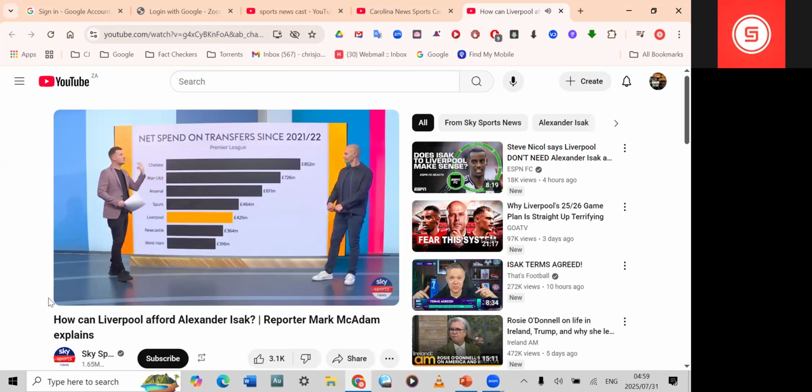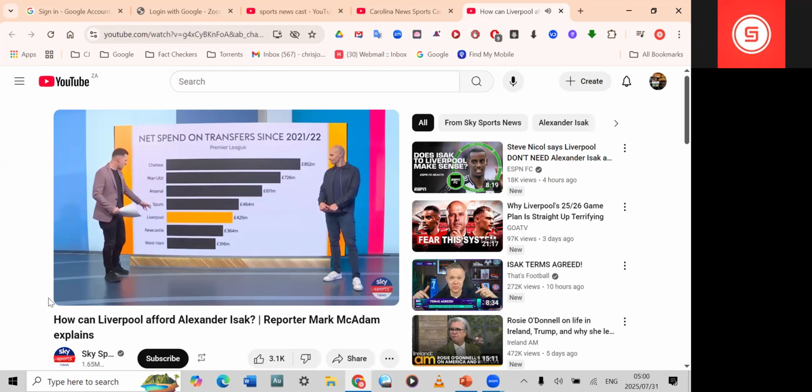But they're, again, a side that generate a lot of commercial income. They have a higher turnover than Newcastle, for example, so it allows them to spend more money on transfers. You can see Manchester United right up there as well, Arsenal at 611 million, and you can see the change in dynamic between Arsenal and Spurs and then Liverpool.